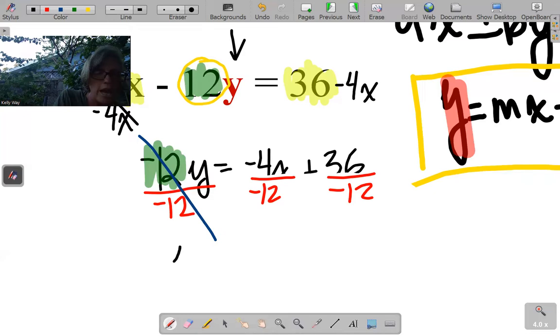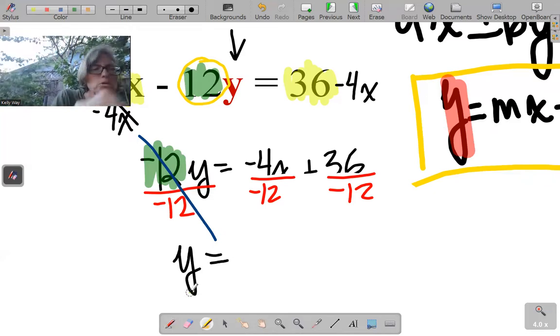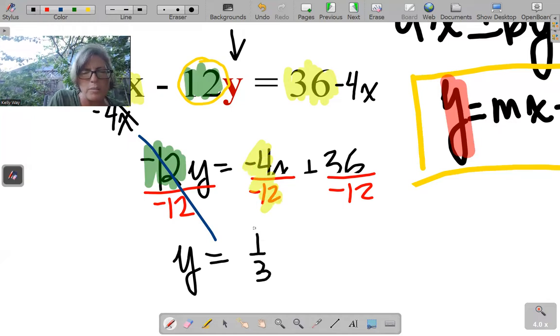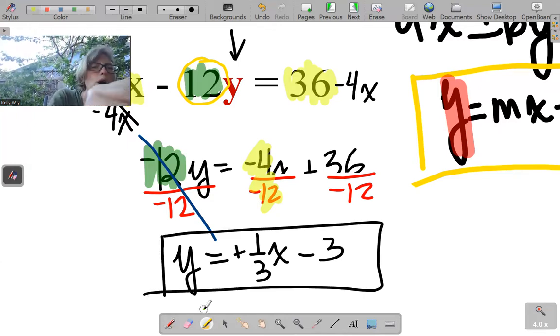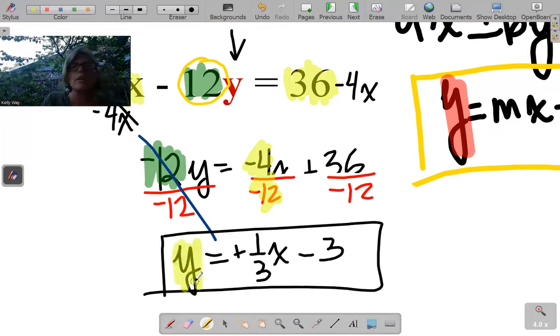Cancel. So now y equals, now you just reduce 4 and 12 is 1/3. Double positive makes a negative. Double negative makes a positive. X minus 3. Ta-da! Isolating y. Y is now finally alone with his attitude. Isolating for a variable.